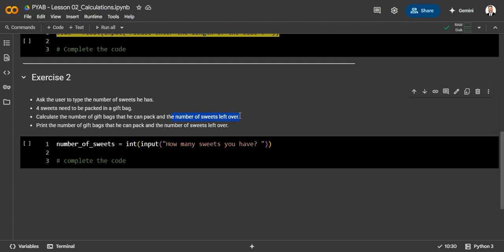So 4 sweets need to be placed in a gift bag. You can find out how many gift bags I can pack and how many sweets will be left over. I have given a starter here for you. The number of sweets is definitely going to be an integer. Follow the steps and complete the code.